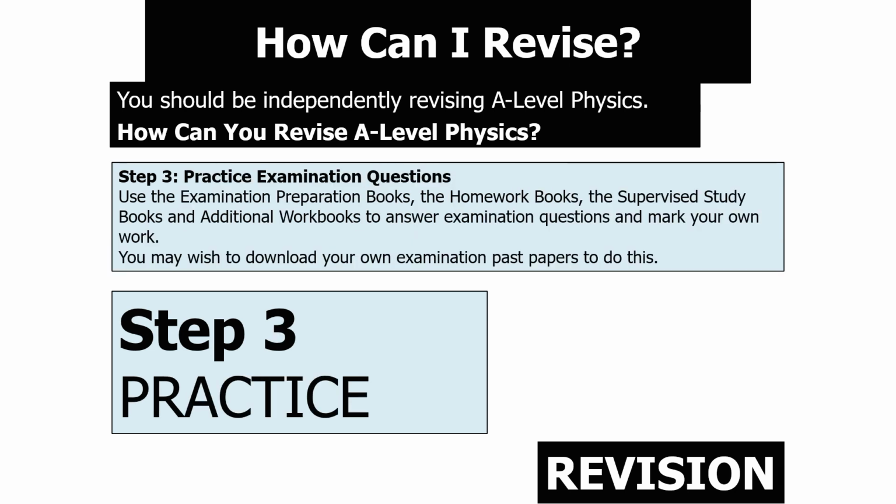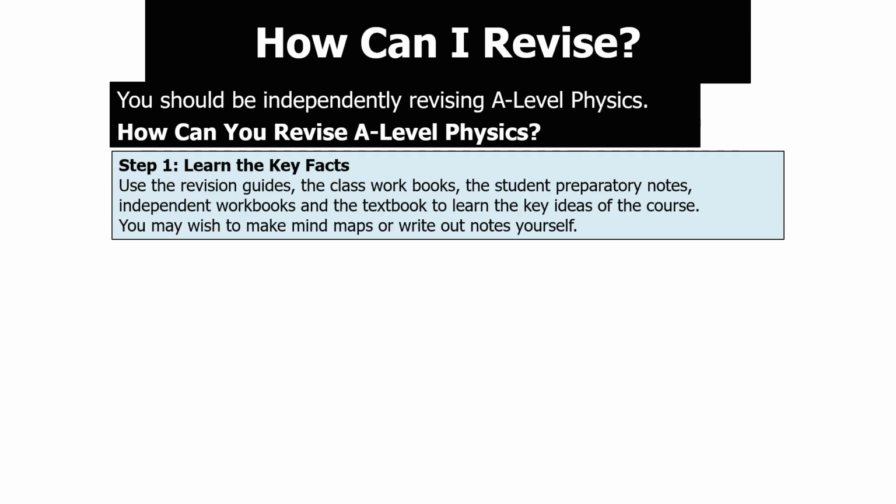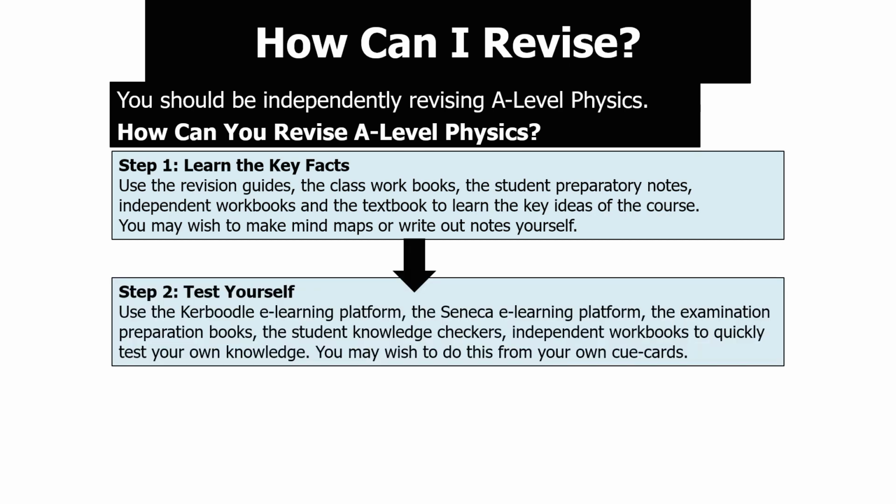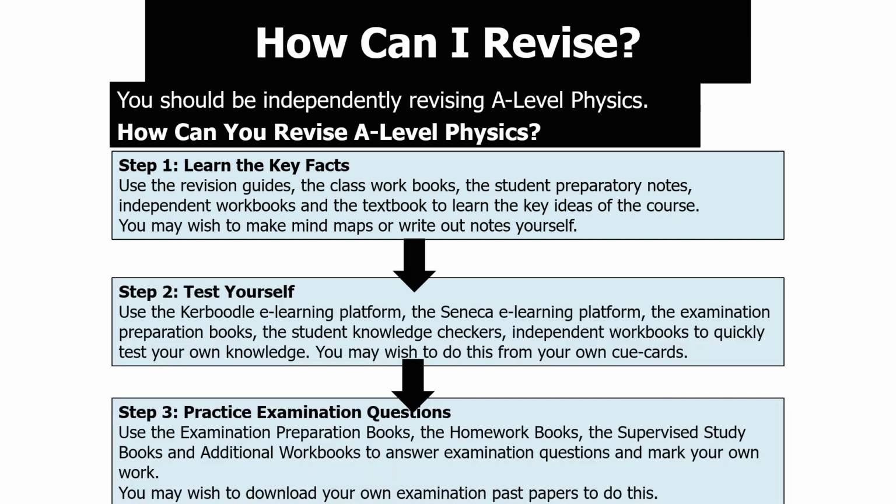And then finally, practice with examination style questions. Use exam prep books, homework books, study books and additional workbooks to answer exam questions and mark your own work. You may wish to download your own exam past papers to do this. So in terms of how you should be revising your A-Level Physics, there are three steps. Step 1, learn the key facts. Secondly, test yourself. And thirdly, practice examination style questions.